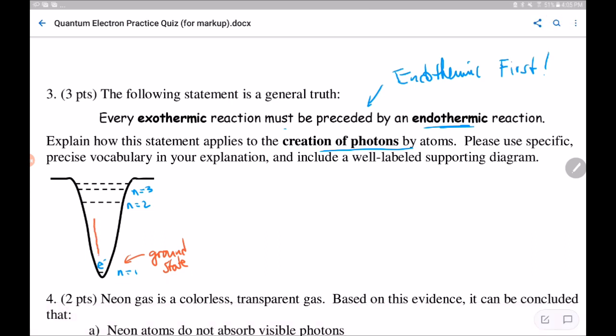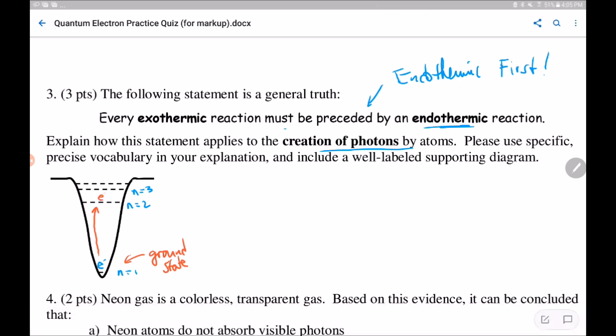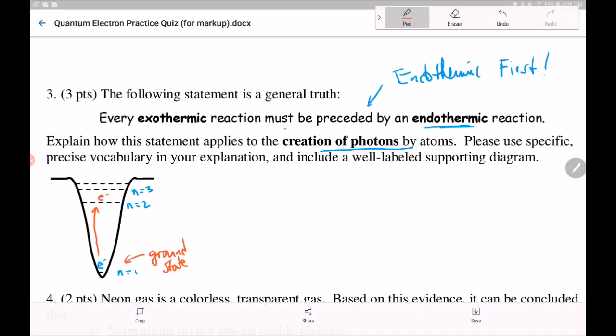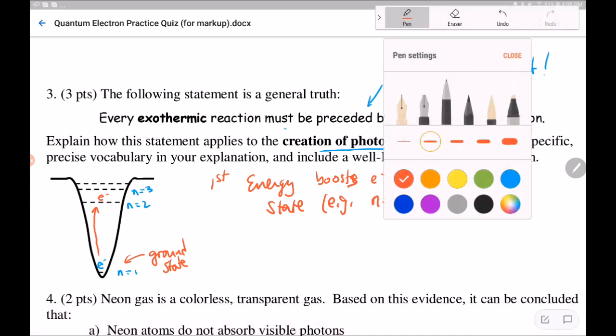First, this electron needs to move to a higher energy level. I'll write it here in red as this is an excited state electron. So that would be an endothermic reaction. So first, energy boosts electron to an excited state. For example, n equal 1 goes to n equal 2. So that's what happens first.